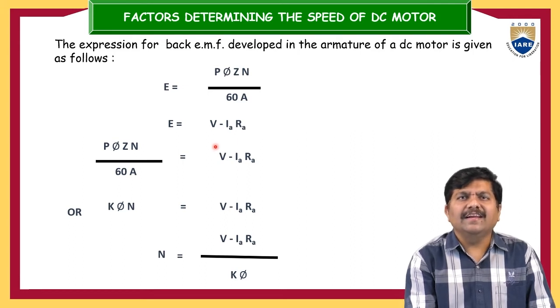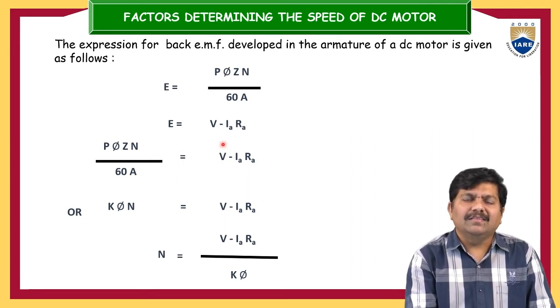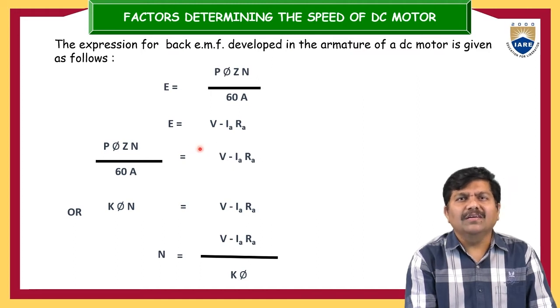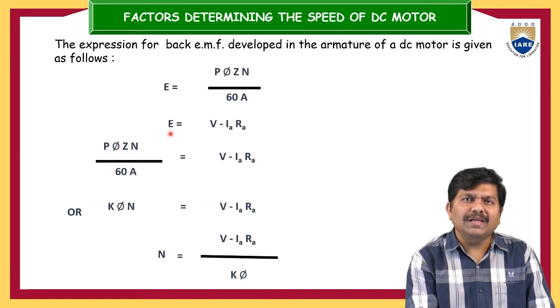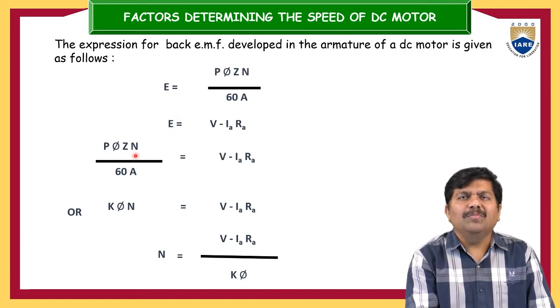We also know that in a DC motor, E, the back EMF, is equal to the supply voltage minus Ia Ra. So now we are not talking about the generator. In the motor, the EMF expression in terms of the supply voltage and the voltage drop is: supply voltage V minus the armature drop is the induced EMF E. So E is equal to V minus Ia Ra. This E is nothing but phi P n by 60 into Z by A, which is equal to V minus Ia Ra.